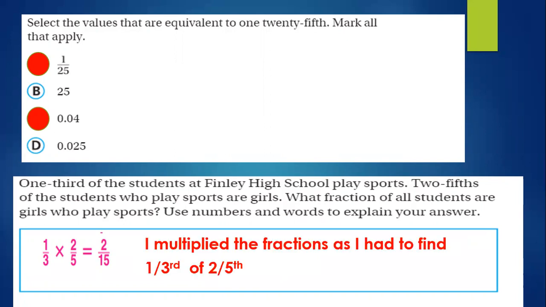You can explain it in words like, I multiplied the fractions as I had to find 1/3 of 2/5. You have to just write it in a sentence.